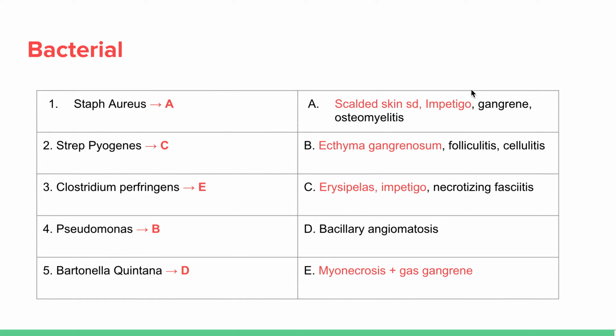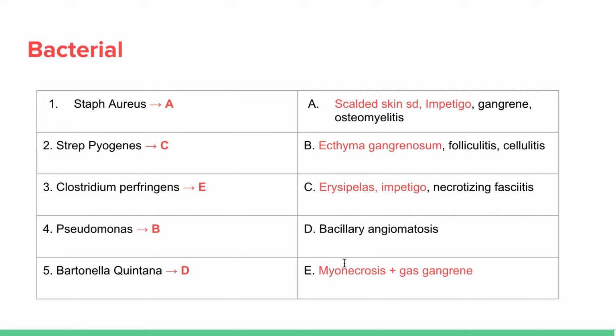So what I try to do here is just highlight the high yield things that hopefully you recognize and you know what they're talking about, right? For Staph aureus, scalded skin syndrome and impetigo are pretty classical. And obviously osteomyelitis, one of the most common causes of osteomyelitis, and gangrene as well. Strep pyo, erysipelas is what you see with strep pyo, but impetigo is also something you can see with strep pyo, along with some necrotizing fasciitis.